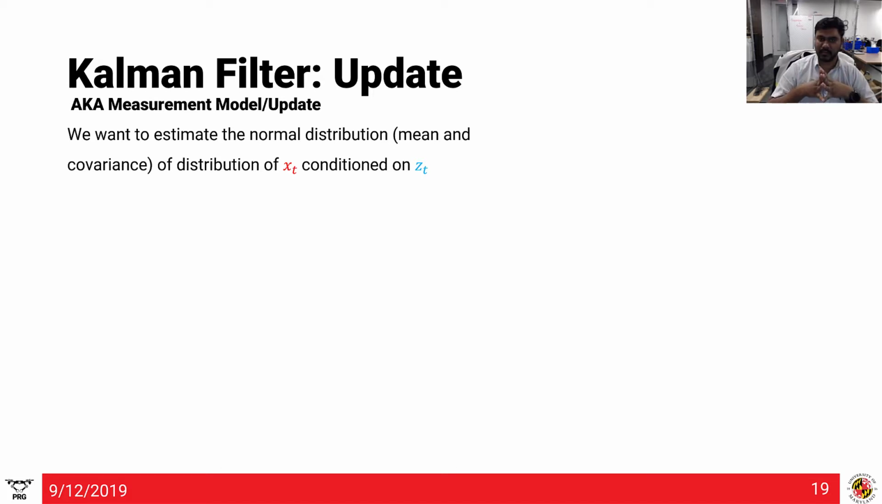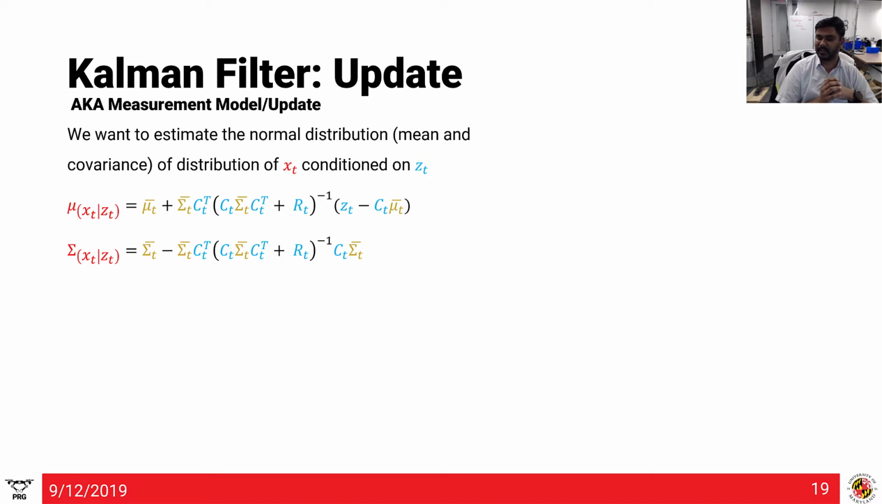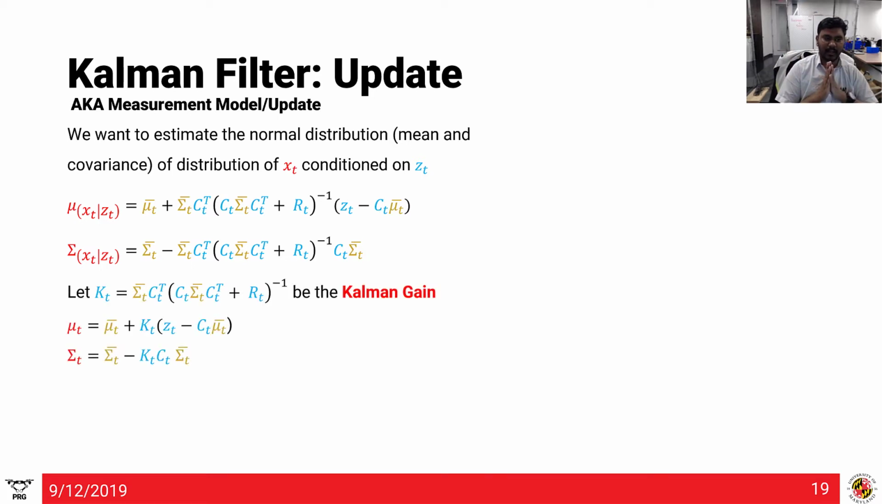Now we want to estimate the normal distribution, that is the mean and covariance of the distribution xt conditioned upon zt, like we talked about before, right? That will look something like this. For people wondering how this came in, it just comes from the previous step and we just plugged everything in, right? Now let's define this sigma bar term as Kt, the Kalman gain. The derivation for this is pretty long, and you can read the original Kalman paper if you are curious as to how that comes in, but you can just take my word for it that this is correct, right? And my updated mu t and sigma t will look like this.